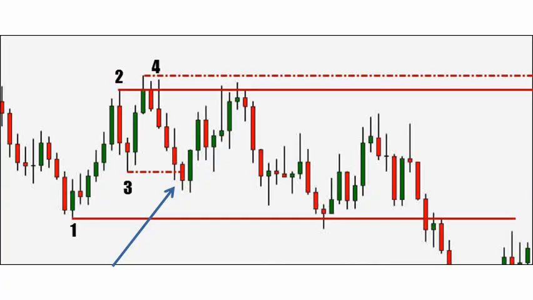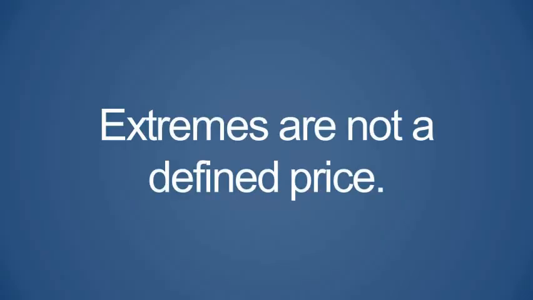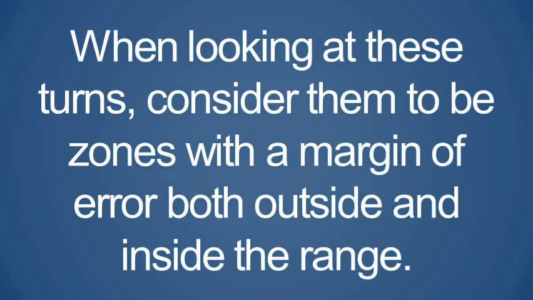Now, has this market gone right from a downtrend to an uptrend? No. You're going to see later that price does fall back and does take out the number 3 low, and you can clearly see that price is not in a trending pattern. You have the extremes of our range labeled as number 1 and number 2, but number 4 highlights an important fact about these levels. They're not a defined price. When you're looking at these turns, consider them to be a zone with a margin of error both outside and inside the range. Range trading will take into account both extreme zones, and a trader will look to position a trade against the potential zones of support and resistance that form the range.